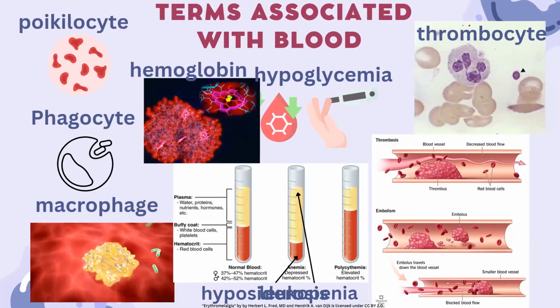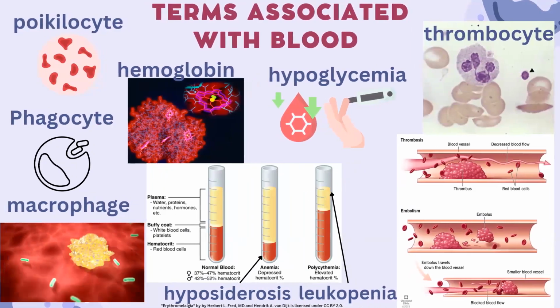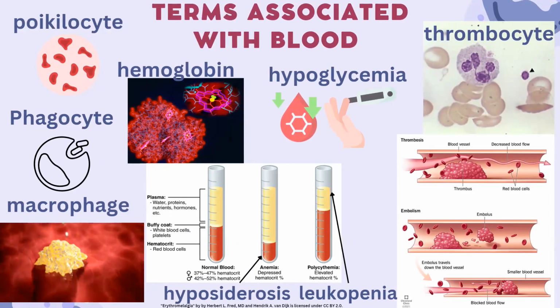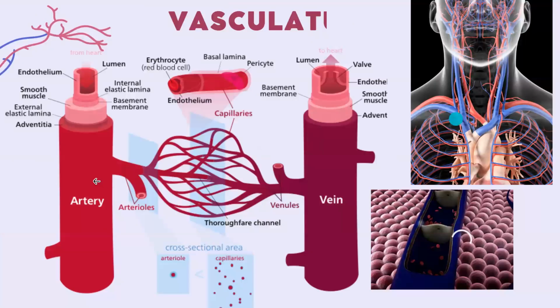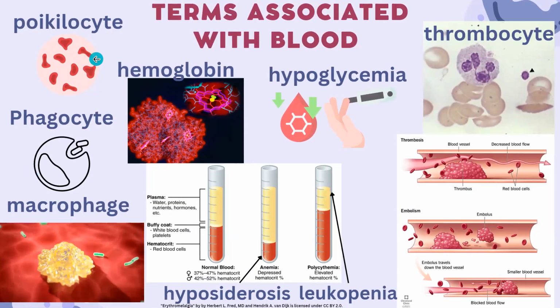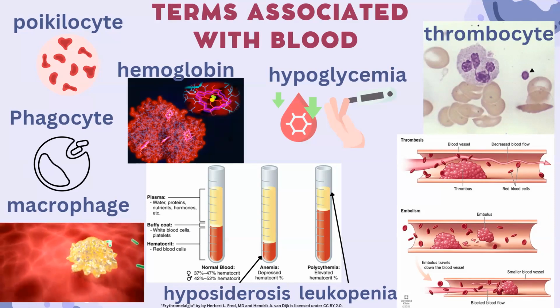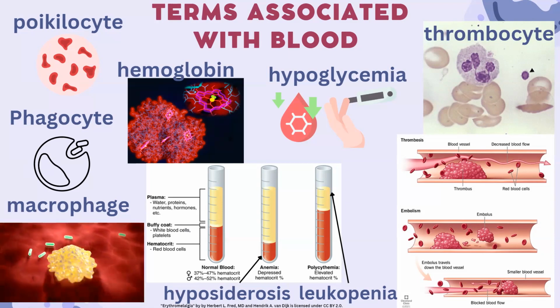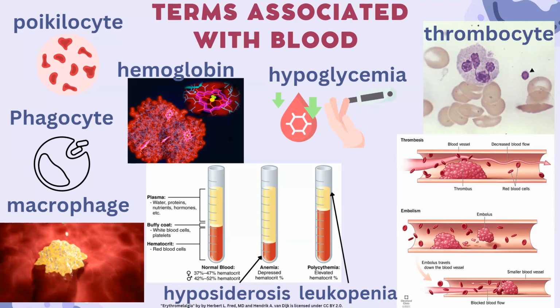All right, let's just go over a few terms related to the blood. So our first one we're going to talk about is a poikilocyte. So a poikilocyte is an abnormally shaped red blood cell. So you see we had our nice little discs on that first slide. And then in this slide, right under poikilocyte, you can see that those are not perfect little circles. So poikilocyte is our abnormally shaped red blood cell.